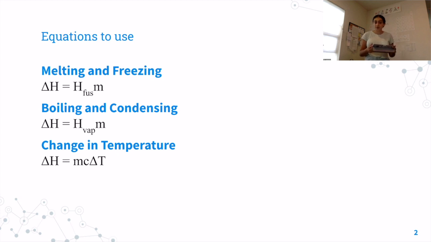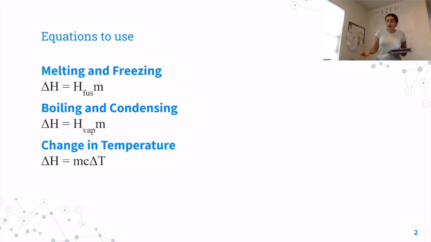There are three main equations you will use for phase changes. When you are melting or freezing, you will be using delta H equals H fusion times the mass. If you are boiling and condensing, you are going to be using delta H equals H of vaporization times mass. And if you are changing temperature, you are going to be using what I like to call the MCAT equation, delta H equals mass times the specific heat capacity times the change in temperature, which is going to be in Celsius.